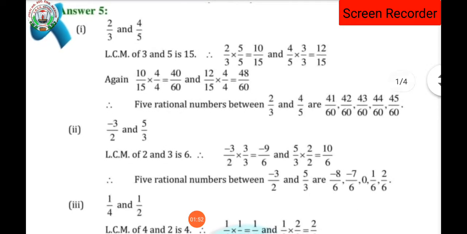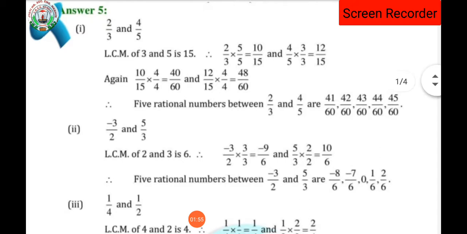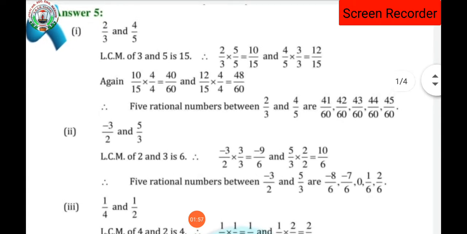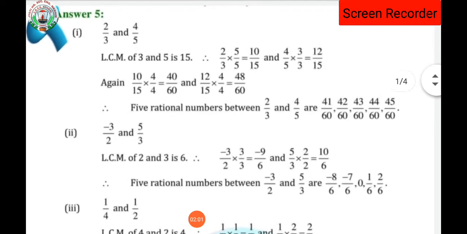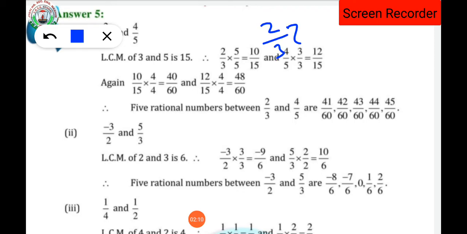find 5 rational numbers between 2 by 3 and 4 by 5. Now you can easily look at the question: we are having 2 by 3 and 4 by 5. Now look at the denominators. The denominators are 3 and 5.